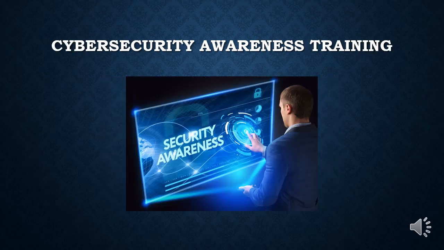Next is cybersecurity awareness training. Cybersecurity awareness training teaches employees to recognize threats and provides them with advice on how to avoid them. This is important because 80 to 90% of data breaches are caused by human error.